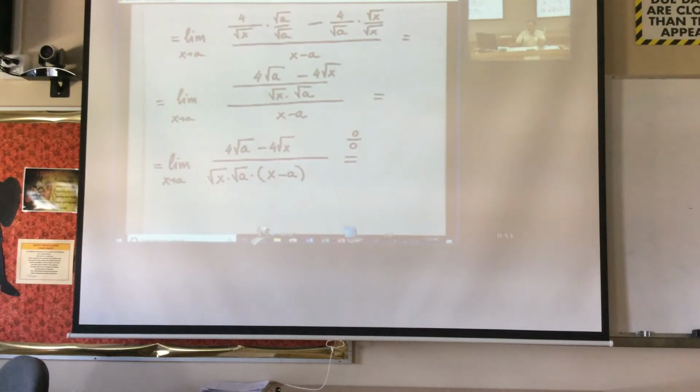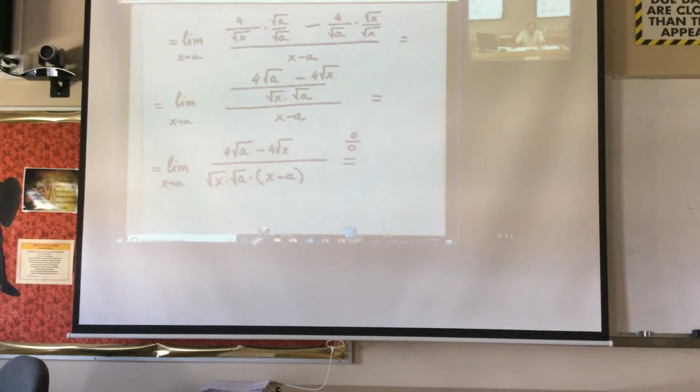And probably I will factor out 4 to make it easier. So I will be multiplying and dividing by what? Square root of a plus square root of x, and dividing it by the same thing. Conjugate. You understand what I'm saying? So I just want to make sure you see this. But why am I not doing this? Because I want you to see the factoring. Because remember, 0 over 0 can be solved by factoring as well, if we can.